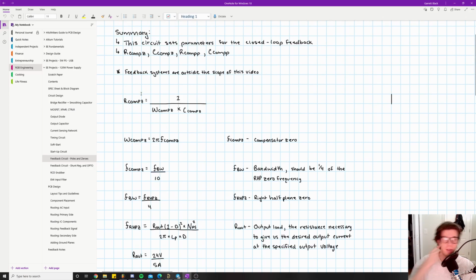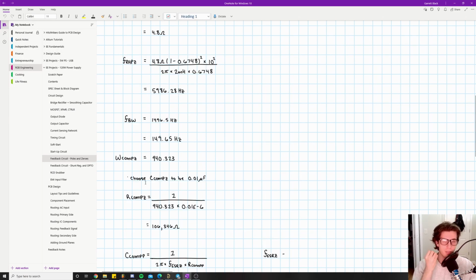So what we do is, going all the way back to our initial equation, R comp Z is equal to 1 over omega comp Z times C comp Z. So we have just solved for omega comp Z. Then if you read in the data sheet, they say we have to solve for two component values at the same time, which means, you guessed it, we arbitrarily pick a component value. So we got 0.01 microfarads. That's what the data sheet said to choose.